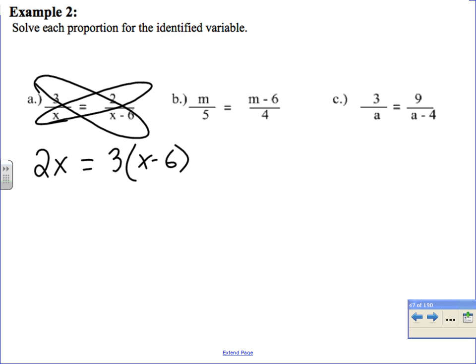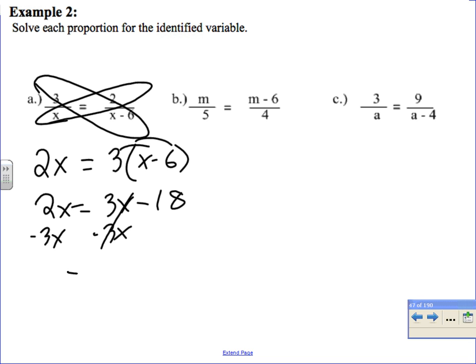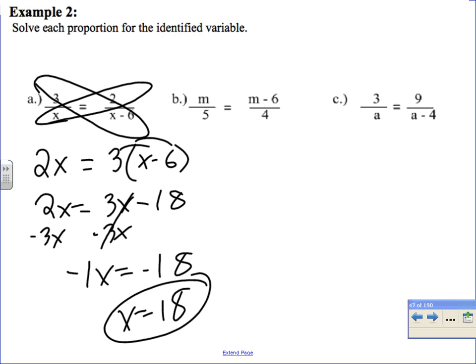No, it's not. We're not done yet. Hold on. So distribute. We get 2x equals 3x minus 18. So it's not going to be 5x because we have to subtract 3x from both sides. So minus 3x, minus 3x. You with me, guys? So negative 1x equals negative 18. Divide by negative 1. And that's how Matt got 18.